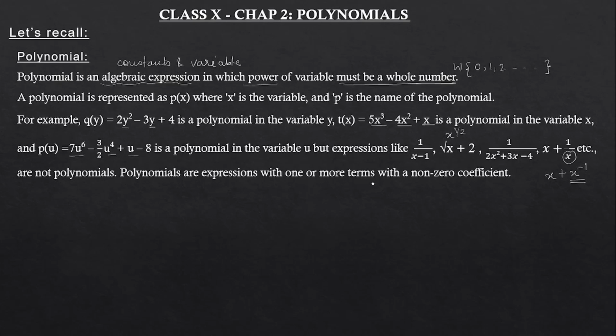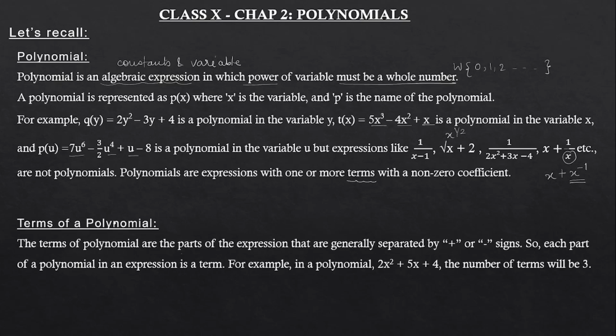Since you have already studied this chapter in grade 9, let us understand some of the basic terminology. So, first we will try to understand the meaning of terms of a polynomial. The parts of the expression that are generally separated by plus or minus sign, each such part is called a term of a polynomial. For example, in 2x square plus 5x plus 4, each part separated by a plus or minus sign is called a term. So here there are three terms in this particular polynomial.